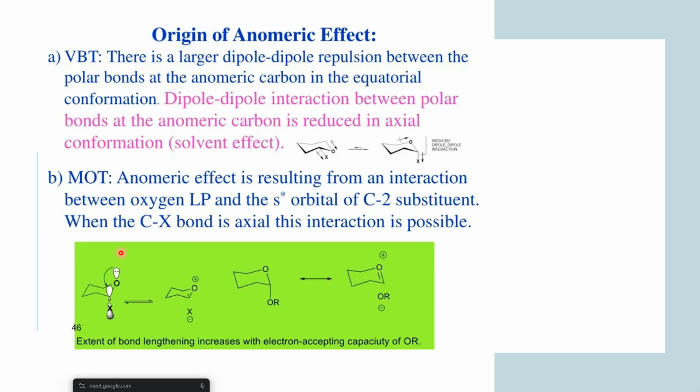Okay, and the ideal placement for the heteroatom in the ring and the carbon-heteroatom bond comprises the axial position of the carbon-heteroatom bond, as shown here.